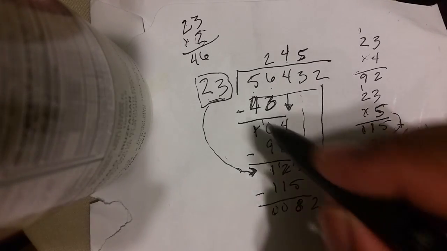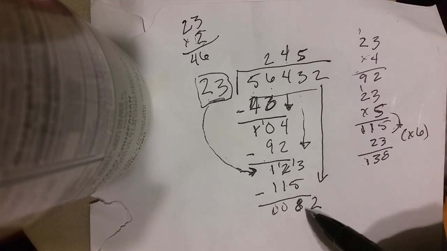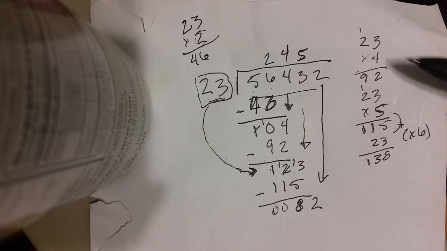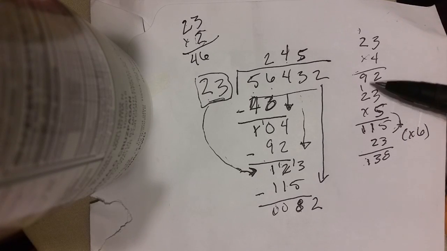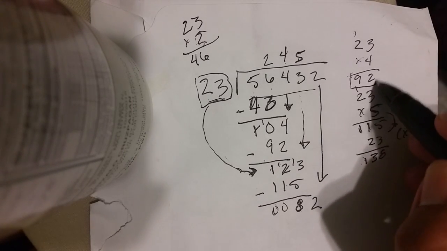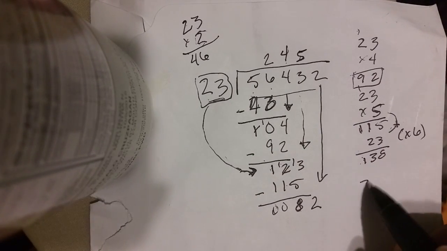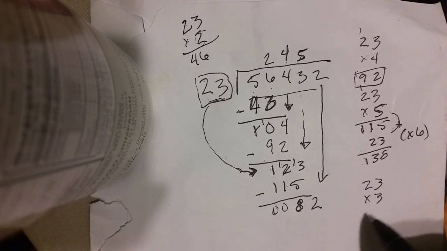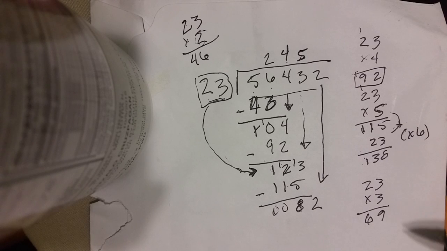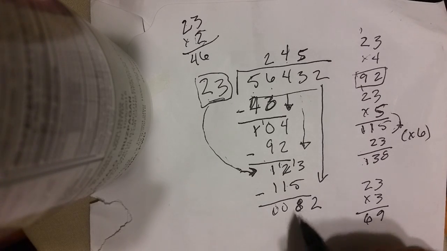Okay, now I have to see how many times 23 will go into 82. So I already know that 23 times 4 is 92, so that's way too big. I haven't tried 3 yet. 23 times 3, so let's check that out. 23 times 3 equals 69. Alright, so 69 is the number that I get.